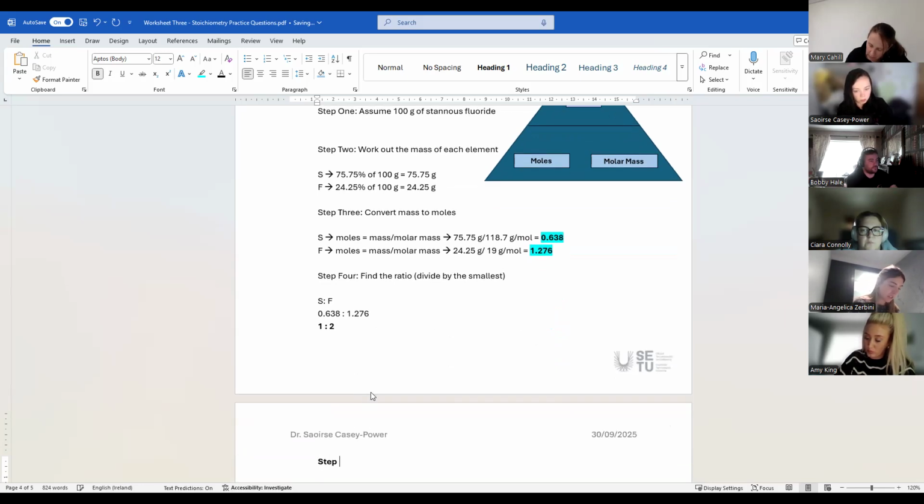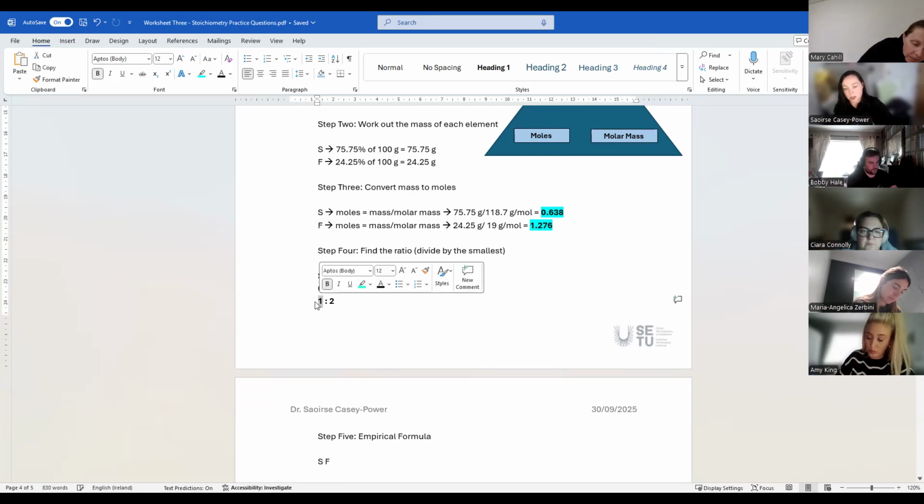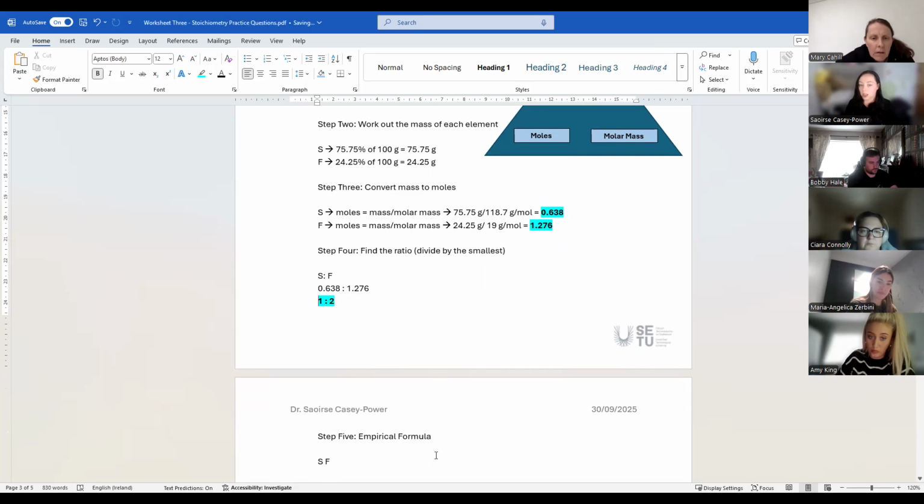Your last step, step 5, is that you just need to write the empirical formula. What I recommend doing in the exams is write each one of your elements, just like that. Leave a space in between each one so you can write these numbers as subscripts. Both of these are going to be subscripts next to the element itself.